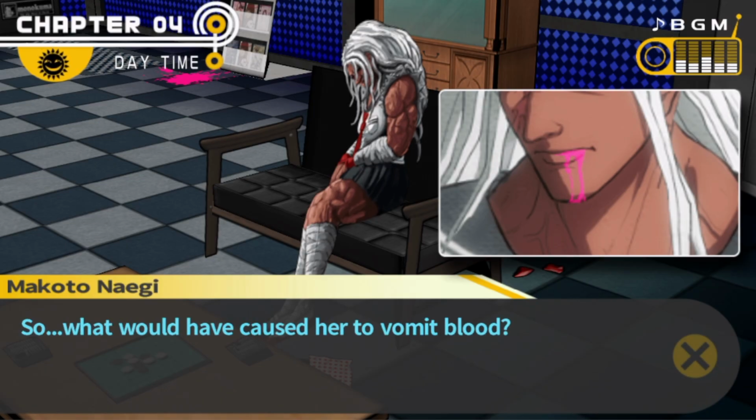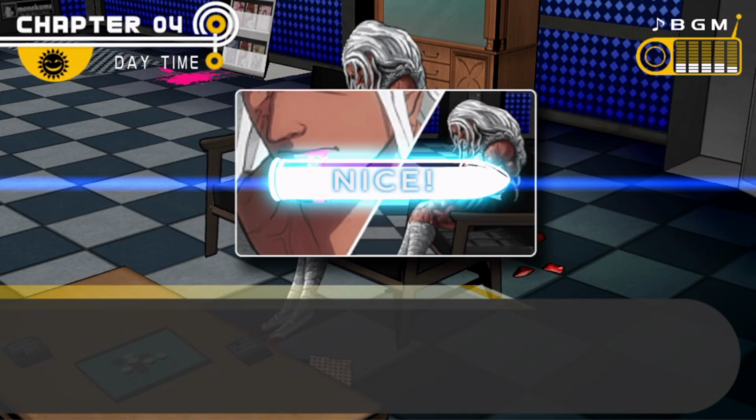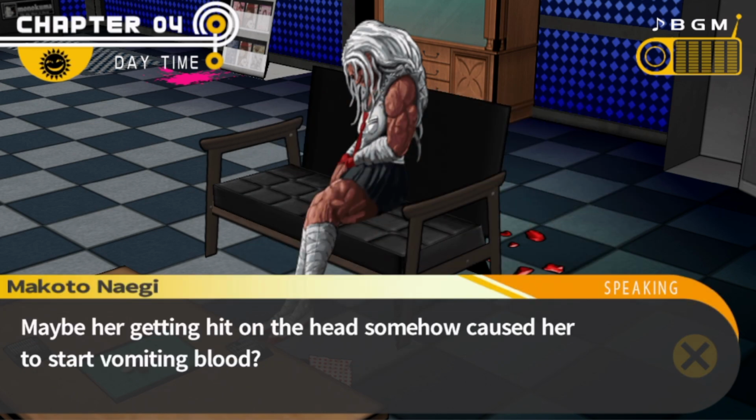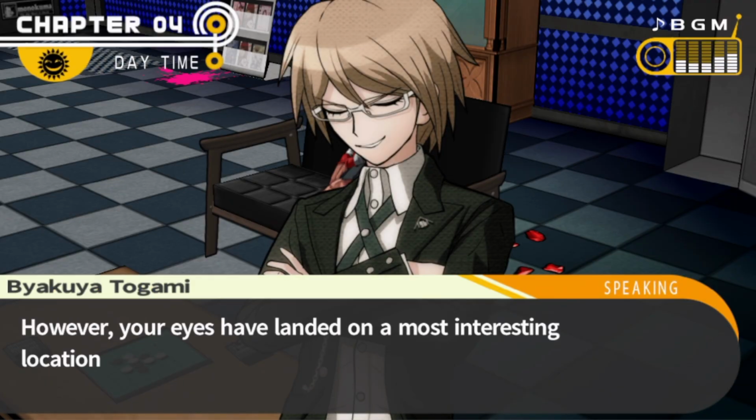So what would have caused her to vomit blood? The Monokuma file specifically said she hadn't suffered any other injuries. Maybe her getting hit on the head somehow caused her to start vomiting blood? Not a chance. Byakuya. That's fine.